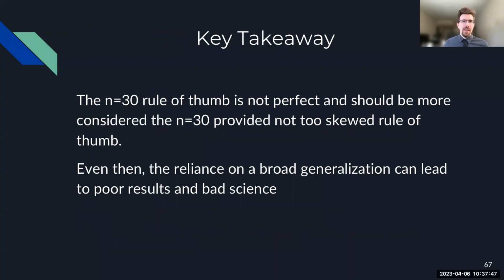So the key takeaway, the thing that I really want to make sure everyone is left with today, is that the N equal to 30 rule of thumb is not perfect and should be considered more the N equal to 30, provided not too skewed, rule of thumb. And even then, reliance on these broad generalizations should be discouraged in some regard because no one answer works for everything all the time. A nuanced approach is always best.